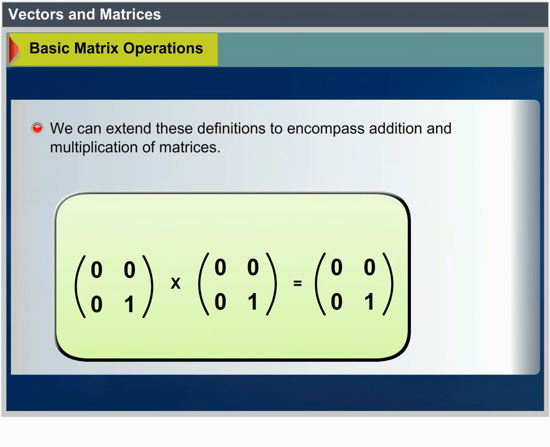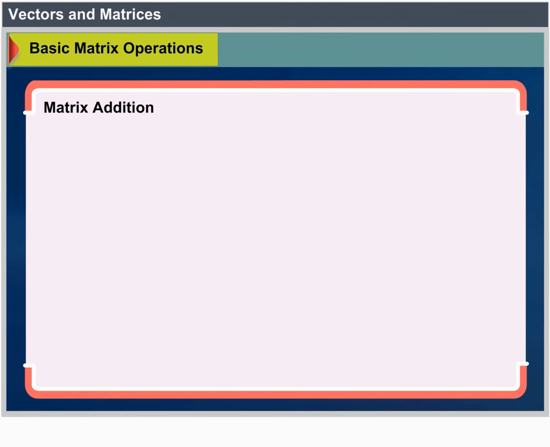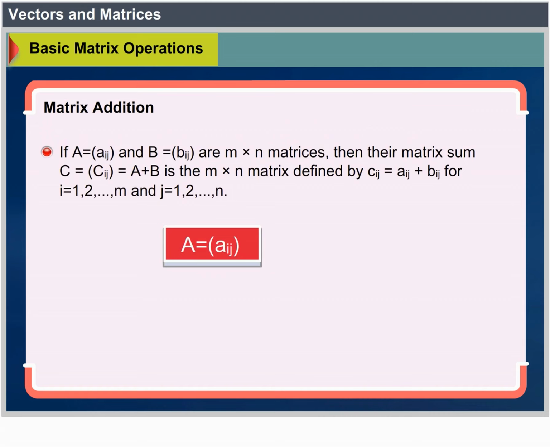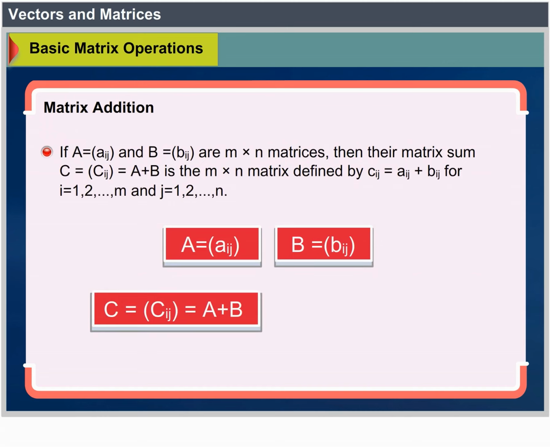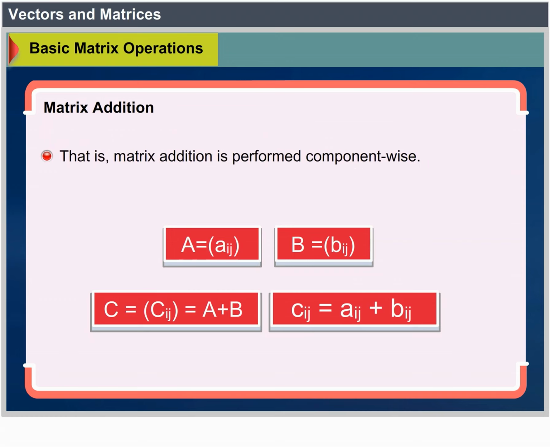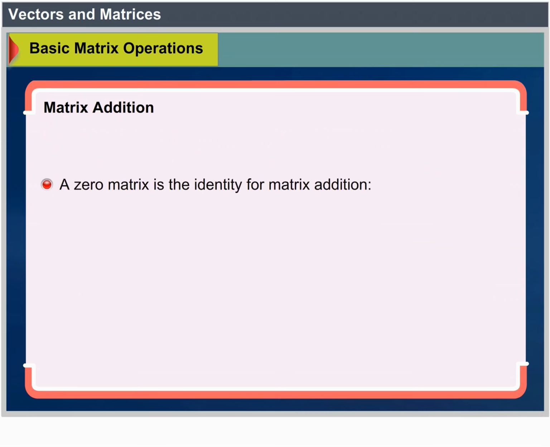Matrix addition. If A equal to Aij and B equal to Bij are m by n matrices, then their matrix sum C equal to Cij, equal to A plus B, is the m by n matrix defined by Cij equal to Aij plus Bij for i equal to 1 to m and j equal to 1 to n. That is, matrix addition is performed component-wise. A zero matrix is the identity for matrix addition: A plus 0 equal to A equal to 0 plus A.